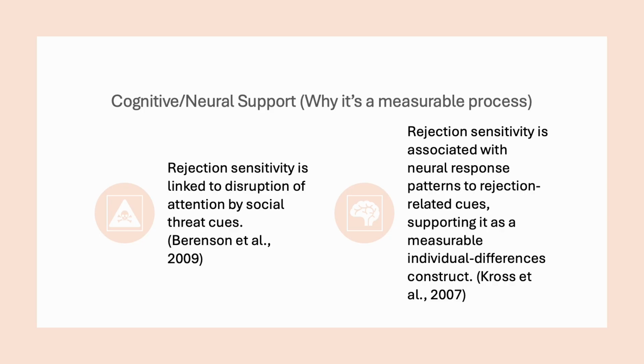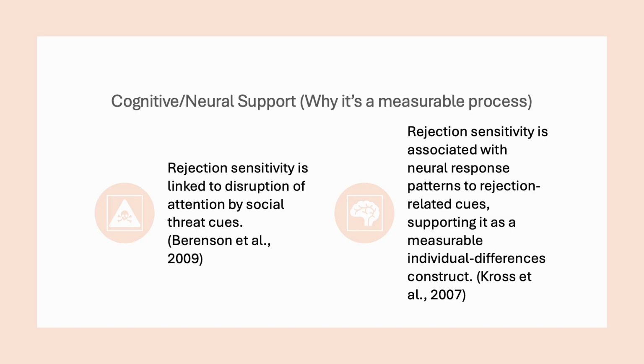Rejection sensitivity is supported as a measurable process because it shows up in cognitive and biological findings. Research links rejection sensitivity to disruption of attention by social threat cues, meaning socially threatening information can pull attention away from what the person is trying to do. In a relationship context, that helps explain why a person might fixate on one uncertain cue, like a short text message, and think it is highly meaningful.